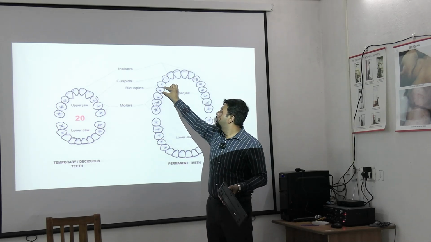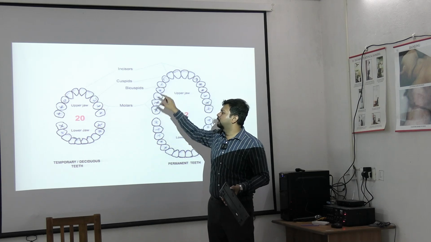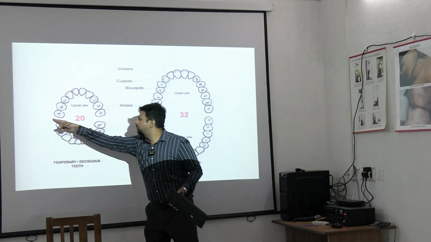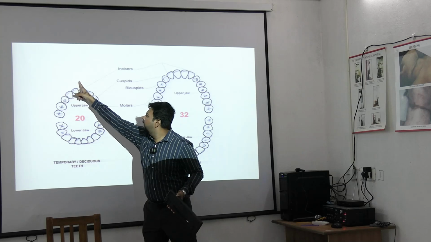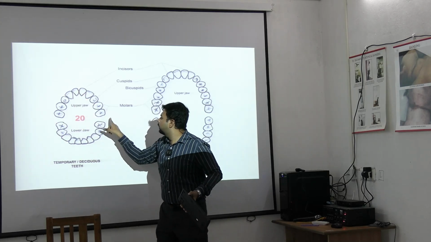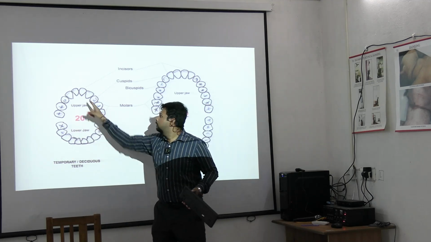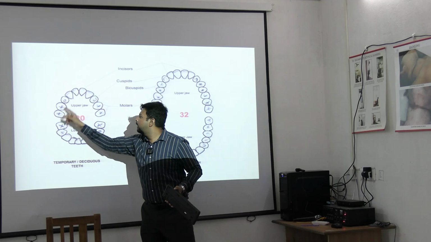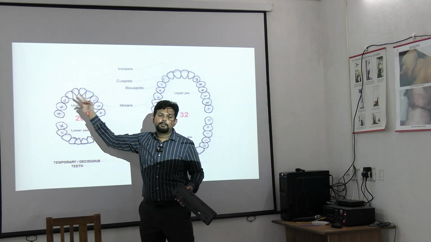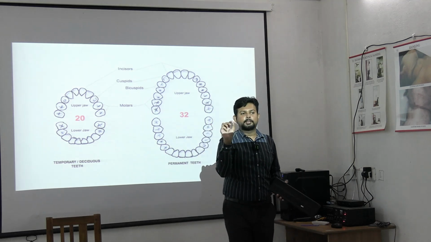Premolar. How many? 2 in each quadrant, right? 1, 2, 3, 4. So 2 premolars in each quadrant. Quadrant means if you divide it with a line here and another line here, this is one quadrant, this is one quadrant, this is one quadrant, and this is one; 4 quadrants are there. So one quadrant will have 2 premolars. These premolars are also called bicuspids because they have 2 cusps.